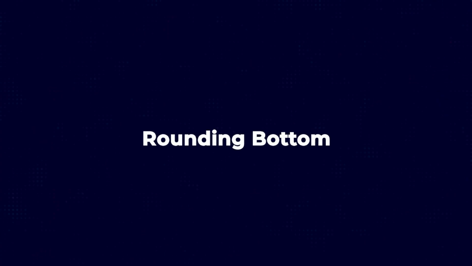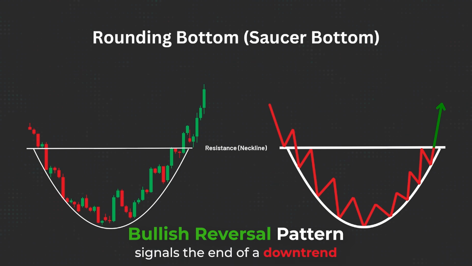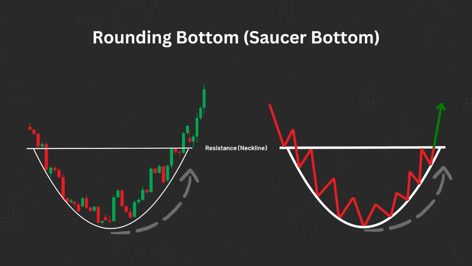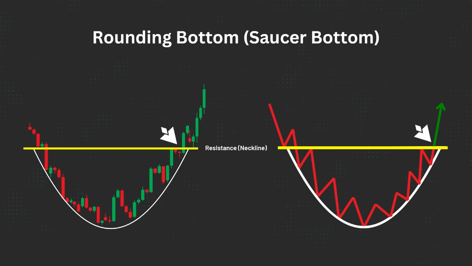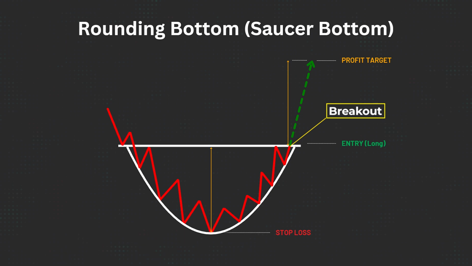The rounding bottom, also known as the saucer bottom, is a bullish reversal pattern that signals the end of a downtrend. The price gradually curves downward, flattens, and then starts to rise again. The pattern is confirmed when the price breaks above the resistance line at the top of the curve, also known as the neckline. The optimal trade is going long when the price breaks and closes above the resistance line.